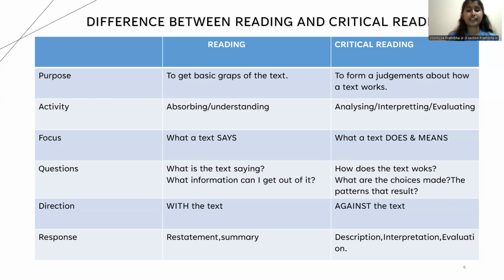The questions in reading will be: what is the text saying? What information can I get out of it? In critical reading, the questions that arise are: how does the text work? What are all the choices made? What are the patterns that result? Direction: reading directs with the text, and critical reading directs against the text. Next, the response given by reading is restatement and summary, and in critical reading, description, interpretation, and evaluation.